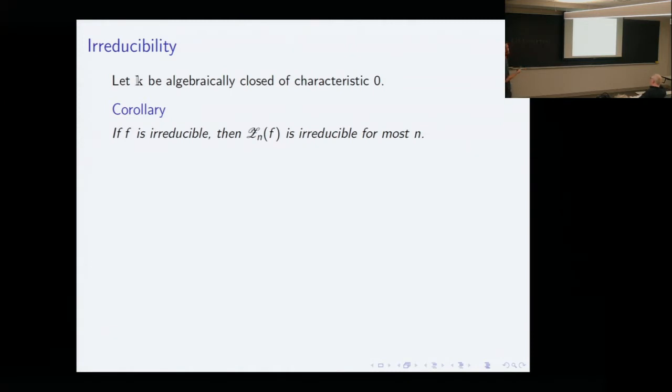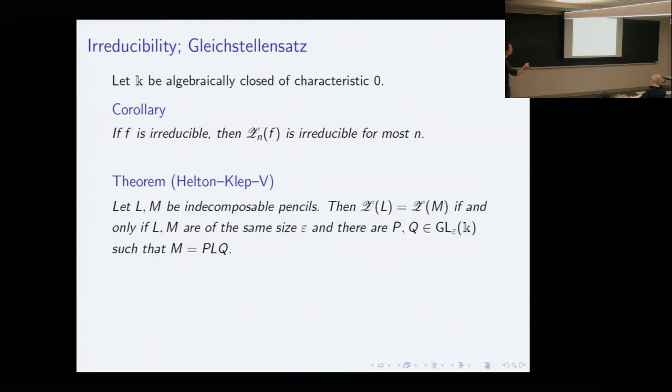Now that we have irreducibility, we can also go on and start talking about what happens if the free loci are the same. There's a really nice answer if you have indecomposable pencils, so pencils that you can't reduce to triangular form. Then two free loci are the same if the pencils are of the same size and they're in the same orbit, in the sense that they're basically the same, just up to a basis change on left and right.